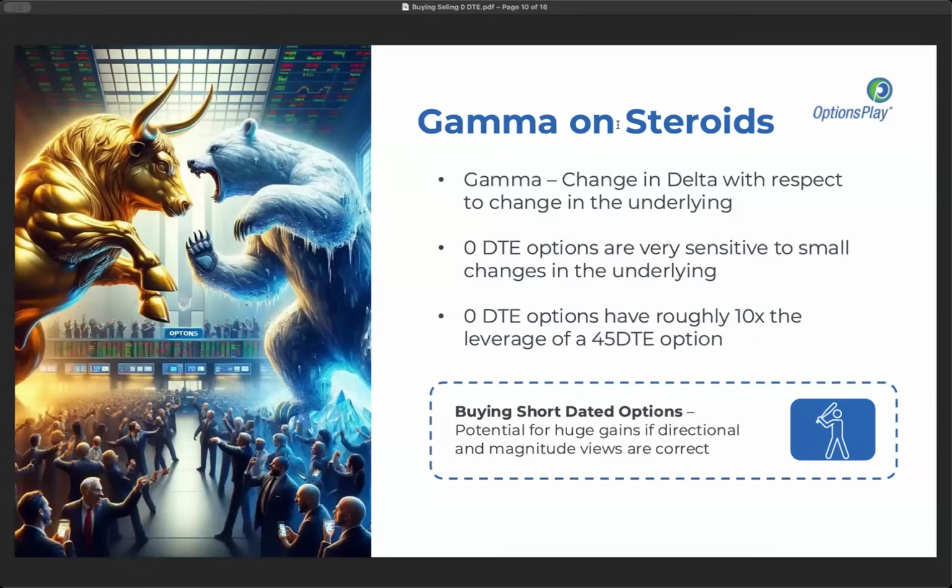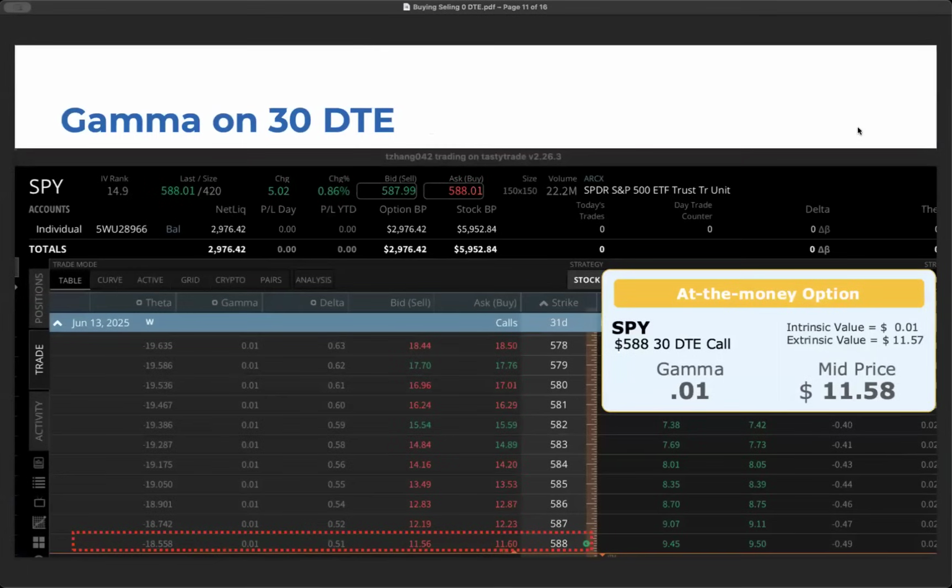So what we really want to talk about are the differences between buying versus selling options from a gamma perspective, and then understanding the magnitude between selling longer dated versus shorter dated options.